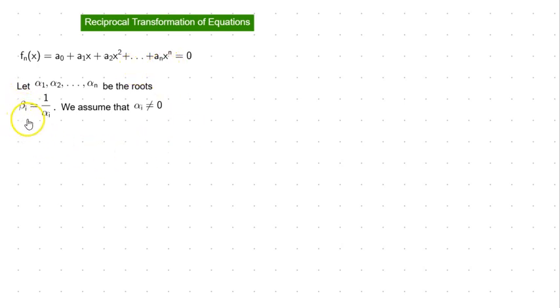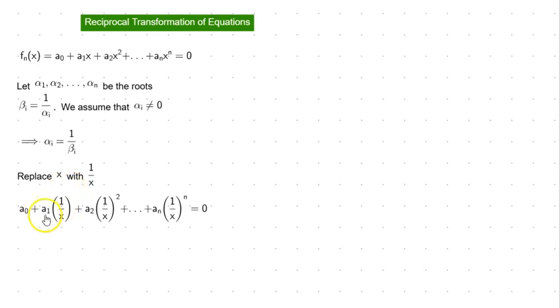Let's say beta sub i is equal to 1 by alpha sub i, and beta sub i are the roots of the transformed equation. Now here we assume that alpha sub i is not equal to 0. That means none of the roots of this equation is 0, because then we will end up with division by 0. Which implies alpha sub i is equal to 1 by beta sub i. So again, as usual, we replace x with 1 by x.